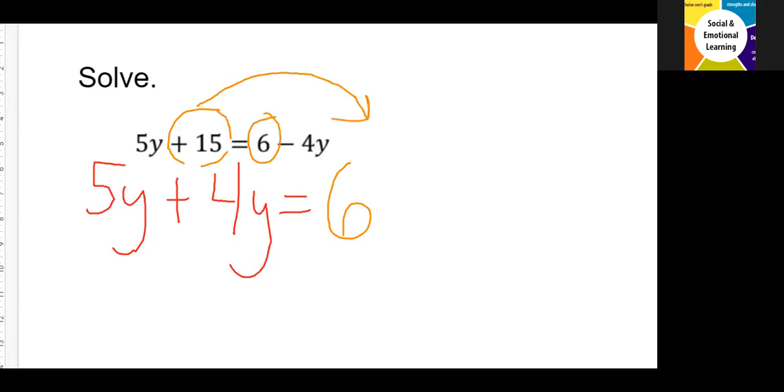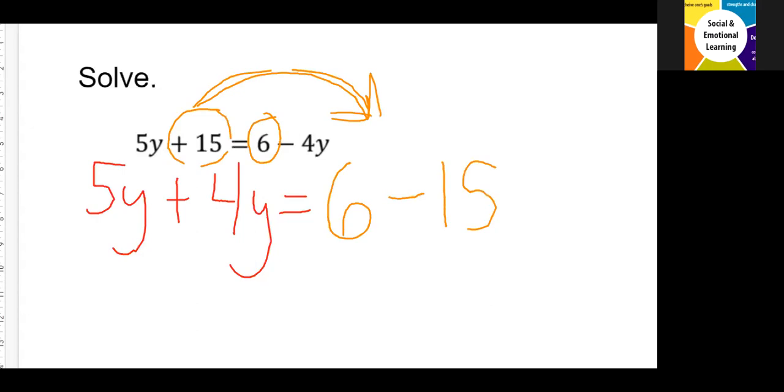Okay, let's move the 15, the positive 15. When we move it to the other side of the equals, the positive 15 becomes the opposite of positive 15, which is negative. Negative 15. Thank you.